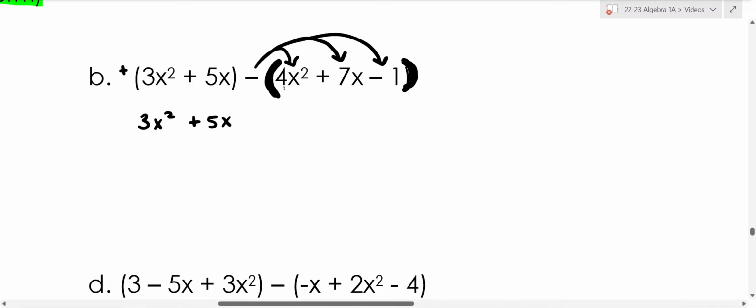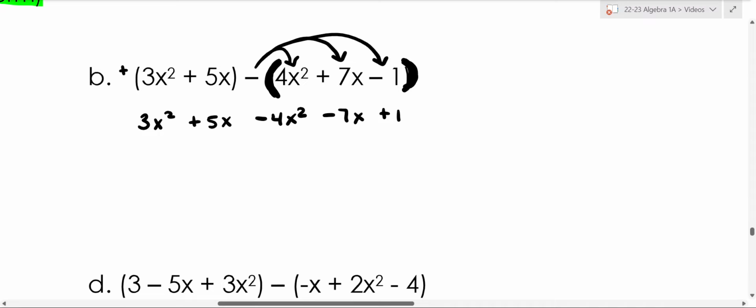Inside of the parentheses, the 4 is positive, so it's going to become negative. Inside the parentheses is a +7x, so it's -7x. Inside the parentheses is -1, so +1. Or you can just multiply by -1, and the same thing happens.